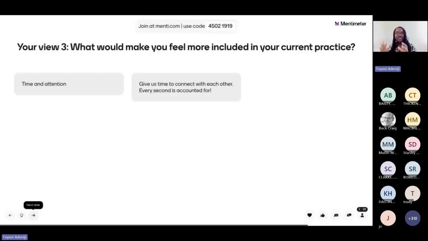regular day-to-day work. Time and attention, absolutely. Give us time to connect with each other. Every second is accounted for. I can so understand that. Some people have their coffee breaks embedded in, so you're all having coffee breaks at the same time. In some places, it's well attended.